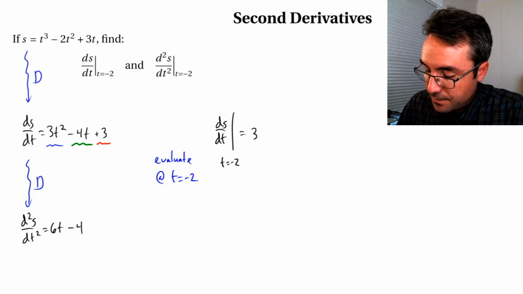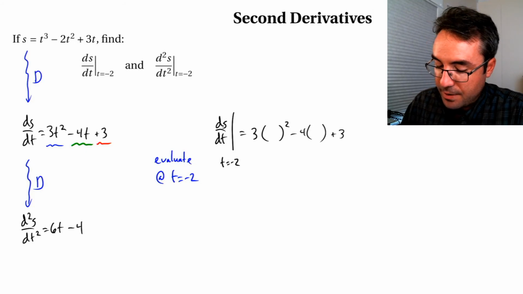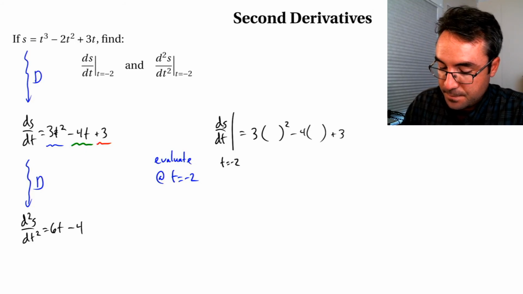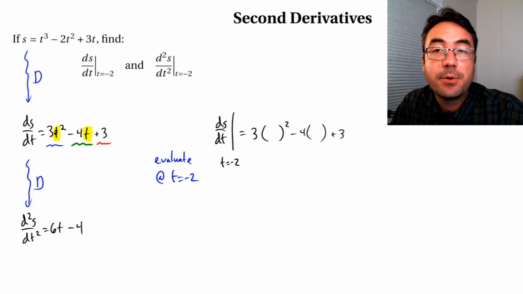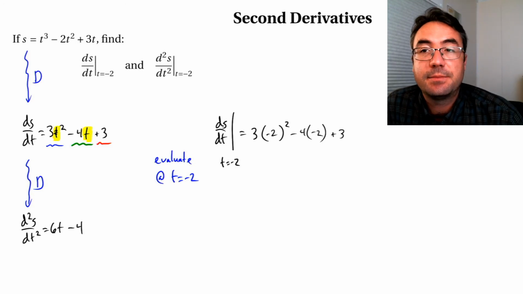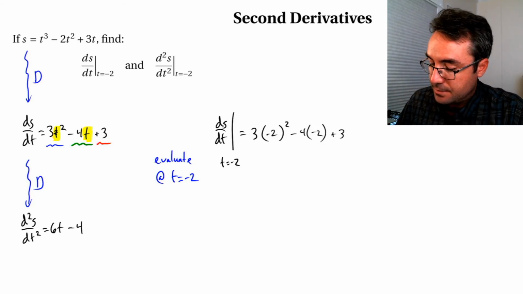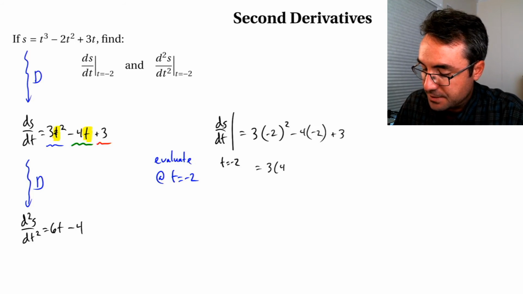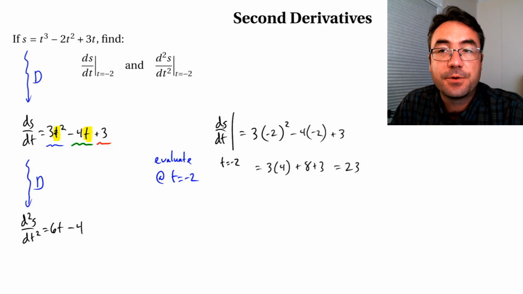All right, so we rewrite our first derivative. And then wherever I see a t in my original derivative there, I'm going to replace that with the number negative 2. So I get 3 times negative 2 squared minus 4 times negative 2 plus 3. Do some of the arithmetic. I get 3 times positive 4 plus 8 plus 3, which ends up being 23. So that's what we get when we evaluate the first derivative.